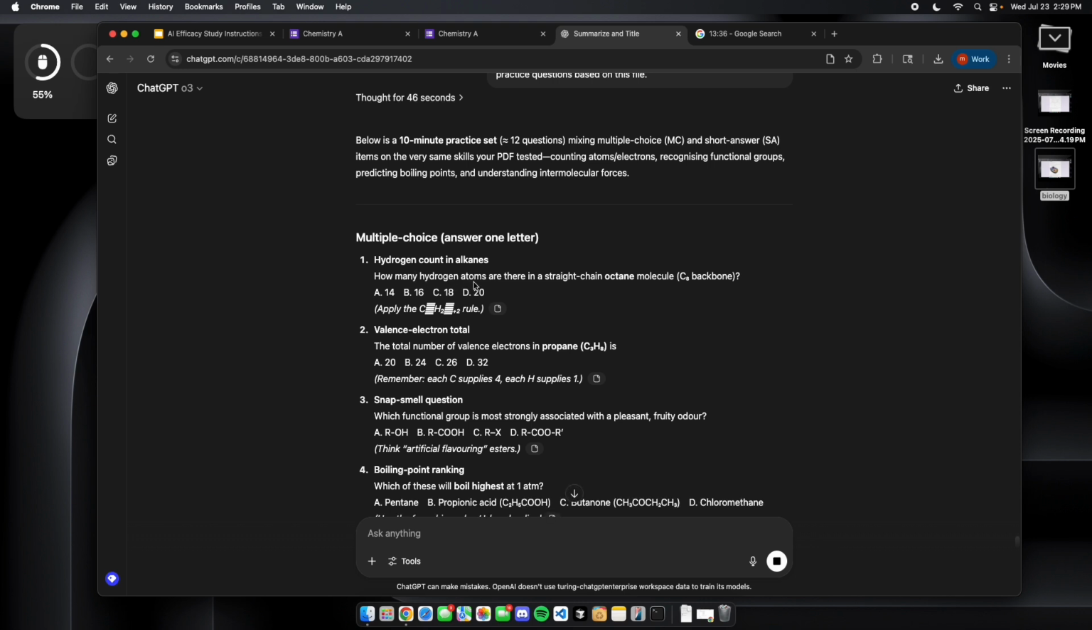How many hydrogen atoms are in a straight line octane molecule? C8 backbone. Okay, so we know CnH2n+2. So 2 times 8 is 16, plus 2 is 18. So it should be 18.